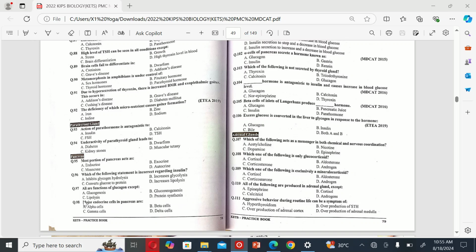The next MCQ is: major endocrine cells in the pancreas are A. Alpha cells, B. Beta cells, C. Gamma cells, and D. Delta cells. So the correct option is B.